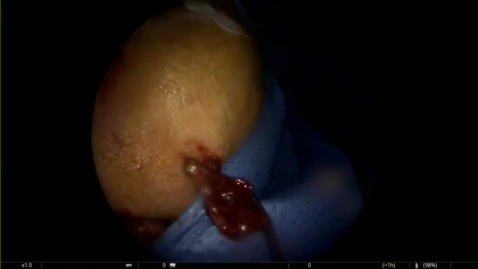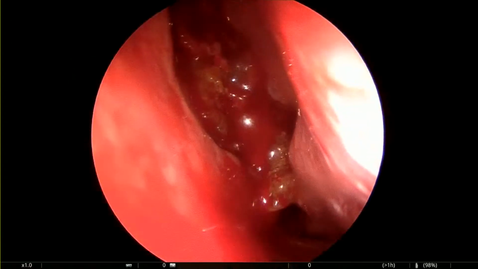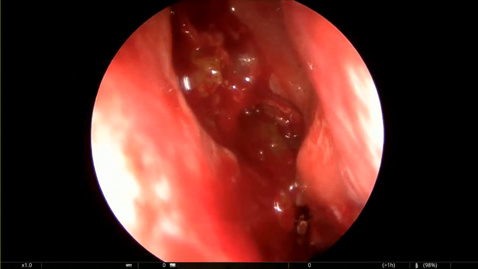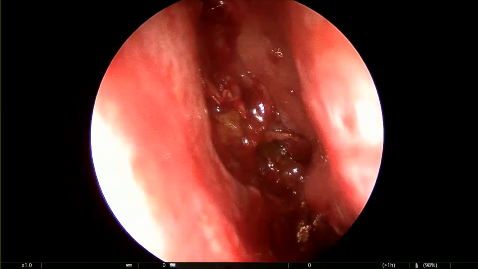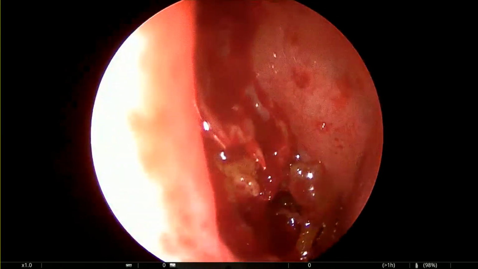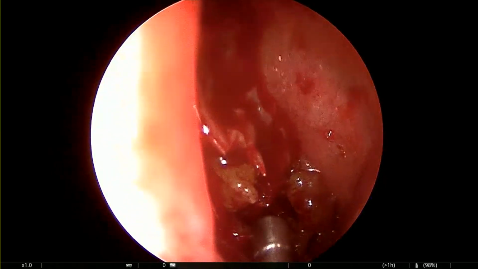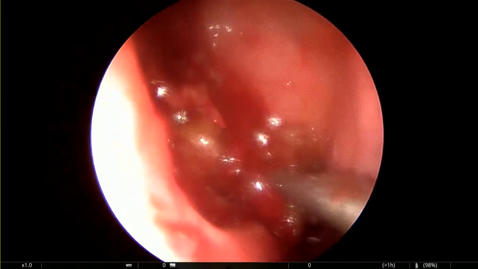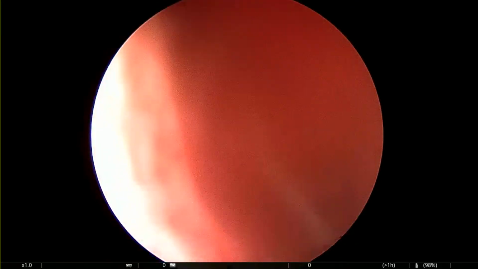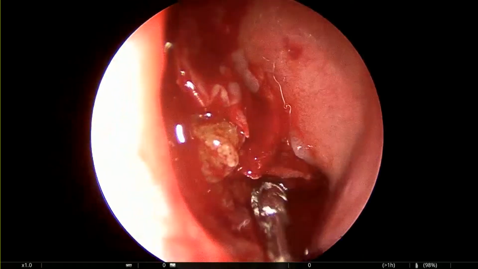Look, this particular mucin. So we continue to wash, to do the extirpation of this very thick mucus.